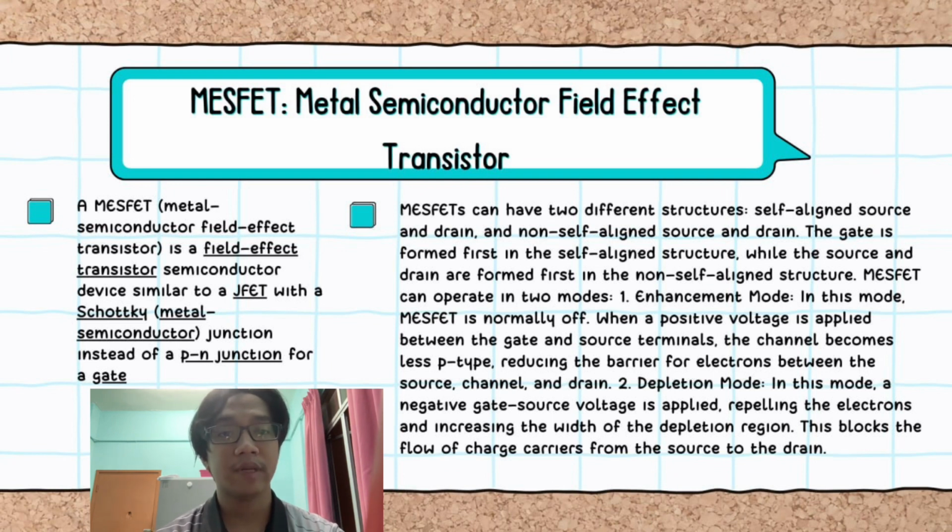First, enhancement mode. In this mode, MESFET is normally off when a positive voltage is applied between the gate and source terminals. The channel becomes less p-type, reducing the barrier of electrons between the source, channel, and drain. Second, depletion mode. In this mode, a negative gate source voltage is applied, repelling the electrons and increasing the width of the depletion region. This blocks the flow of charge carriers from the source to the drain.